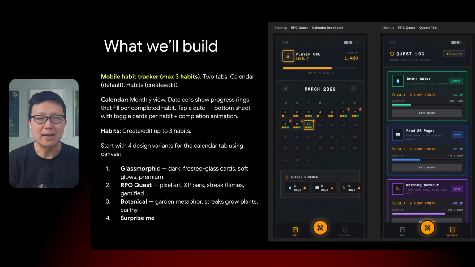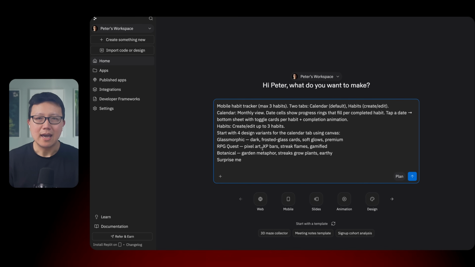And let's use this prompt that I have here and paste it into Replit. Okay, so here I am in Replit and I paste the prompt. Let's take a look at this prompt. It's pretty simple. We want a mobile habit tracker. We want 2 tabs, a calendar and a habits view.